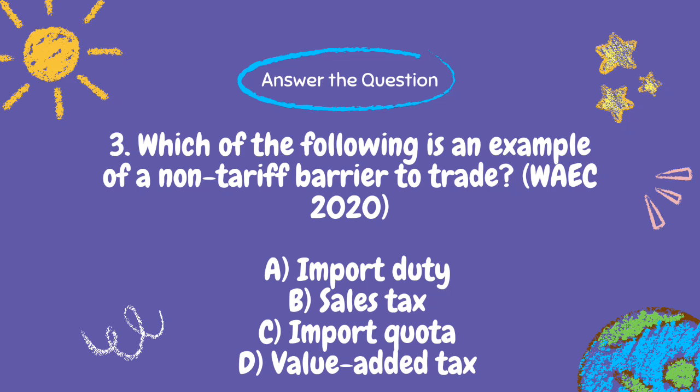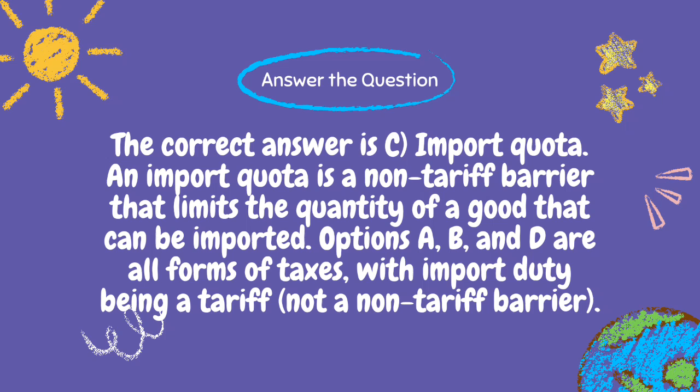This one is coming from year 2020. Which of the following is an example of a non-tariff barrier to trade? Option A, import duty. Option B, sales tax. Option C, import quota. And option D, value added tax. Think about your answer. The correct answer is option C, import quota.